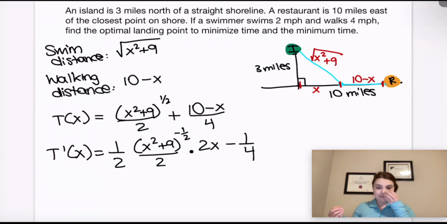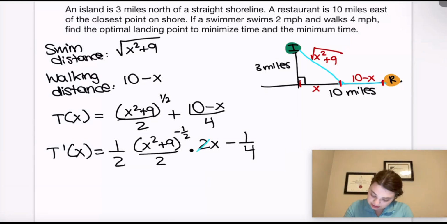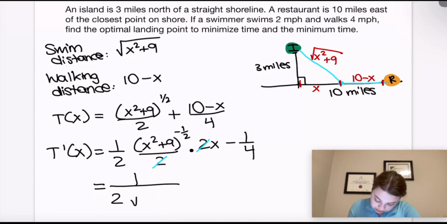Now I will clean this up a little bit. I'm going to note that this 2 can cancel out with this 2. Also, the negative 1 half can be moved to the bottom. So we can rewrite this as, let's see, x over 2 times the square root of x squared plus 9, minus 1 over 4, like that.